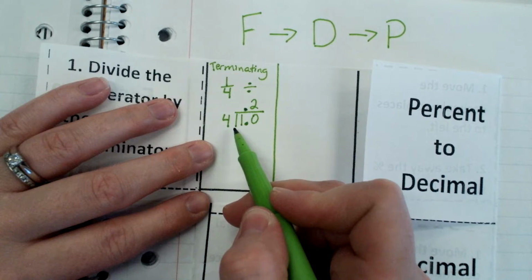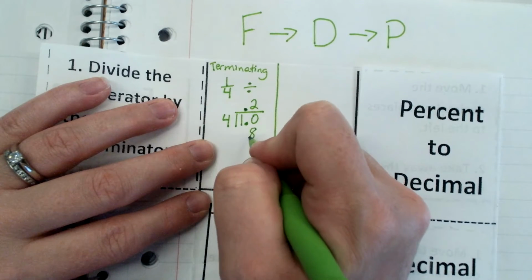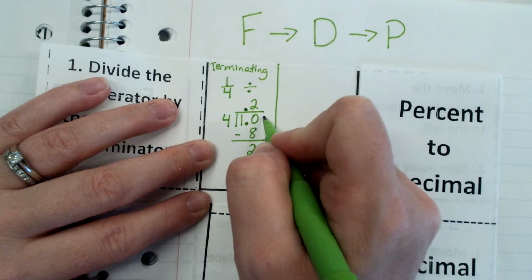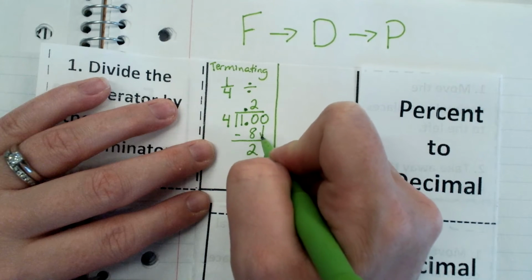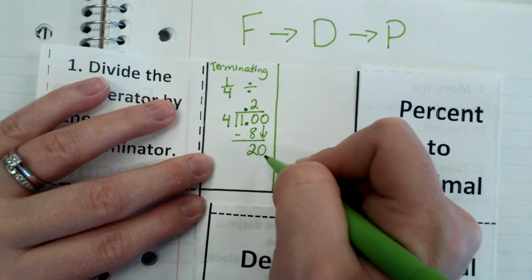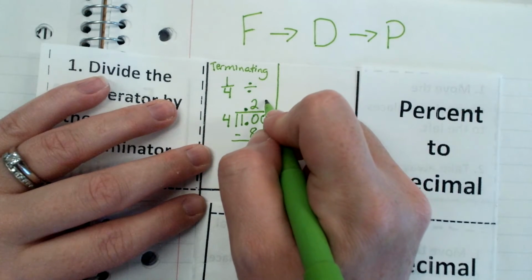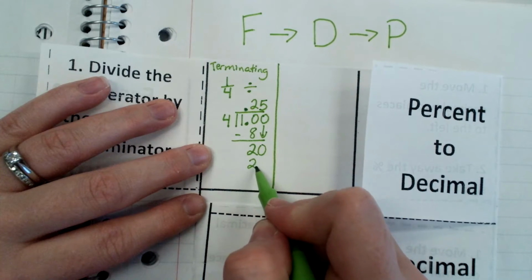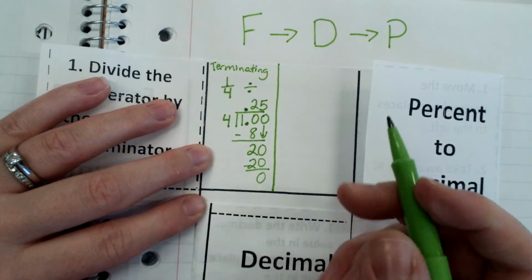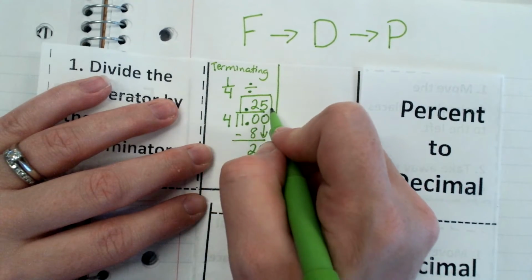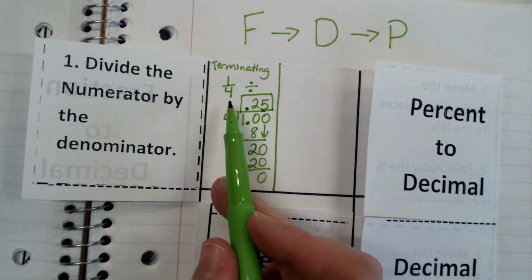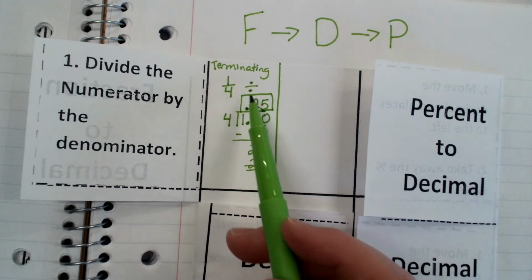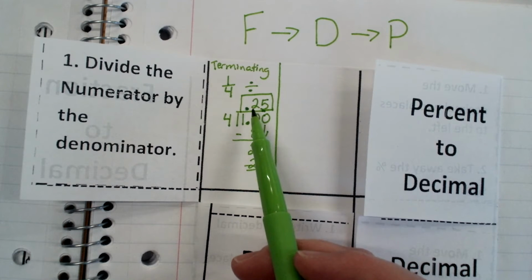Now 2 times 4 is 8. I subtract that and that gives me a remainder of 2. Now I need to add another 0, bring it down, and how many times does 4 go into 20? That's 5 times. 5 times 4 is 20. That gives me a remainder of 0, so I'm done. My answer is 0.25. So 1/4 is the equivalent of 0.25. And we know that because 1/4 of a dollar is a quarter, 25 cents.